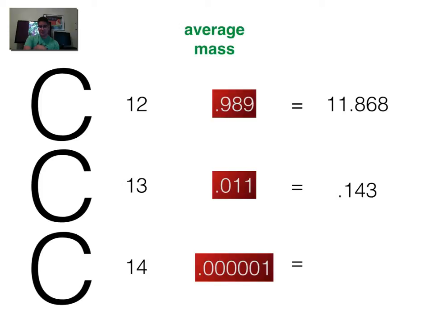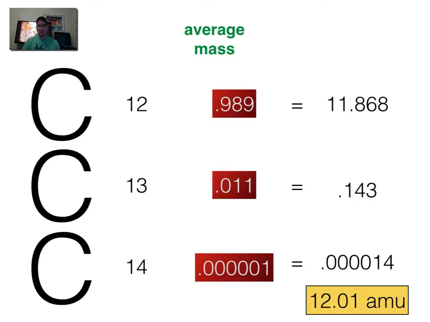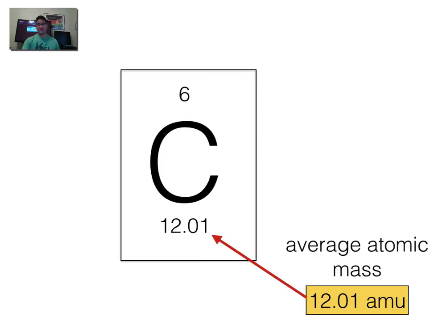Then for carbon 13, I'll multiply it by 0.011, and I end up getting 0.143 grams. And then for carbon 14, again, there's not a lot of them in nature, so it only contributes a small amount to the overall mass of carbon. The top contributes almost 99% of the mass, so that's 11.868 grams. If I add all of these together, I end up getting 12.01, which is the total mass of all of my carbon isotopes and the amount that they contribute. That's how I get this number 12.01, my average atomic mass unit.